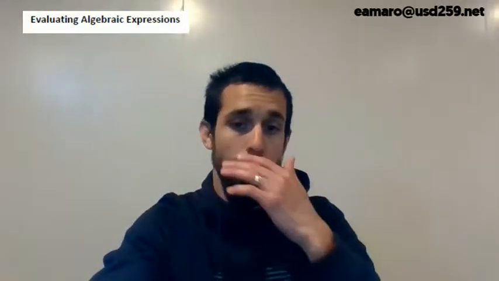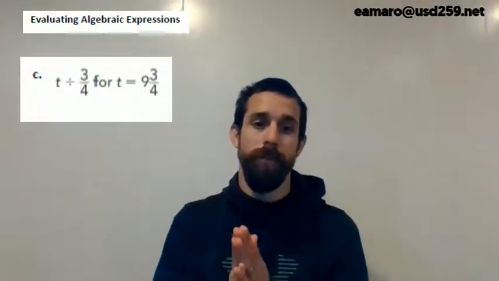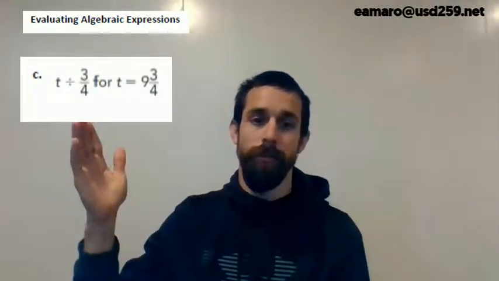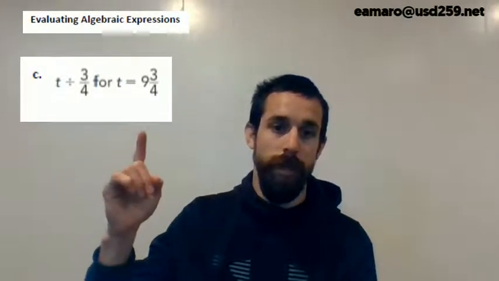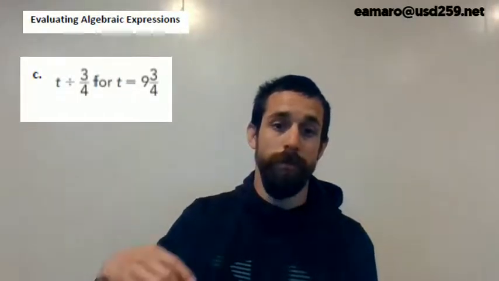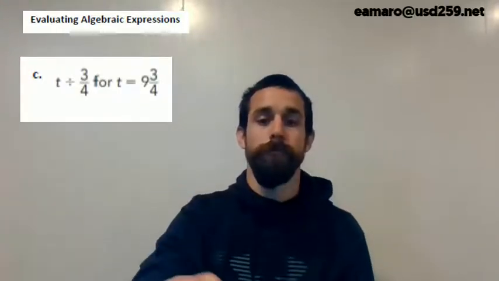All right, now it's time for us to move on to evaluating algebraic expressions. This is the stuff that we started practicing, and I think we got pretty good at it, and we'll see how well you did. So when we're evaluating an expression, they're going to give us a value for the variable. So there's the t variable, and then it says the value for t is 9 3/4. So all we got to do is substitute in the 9 3/4 for the letter t, and then solve.